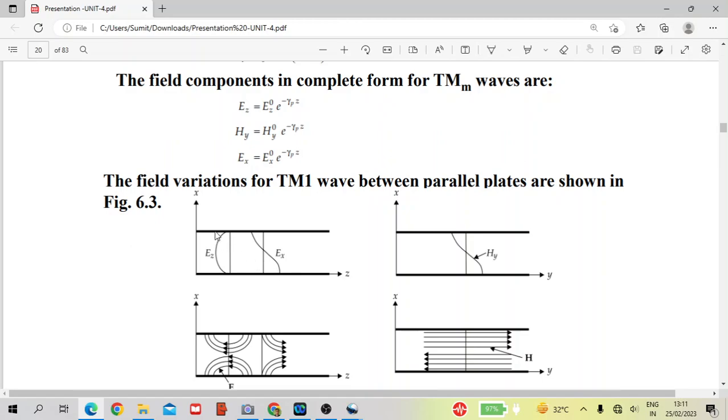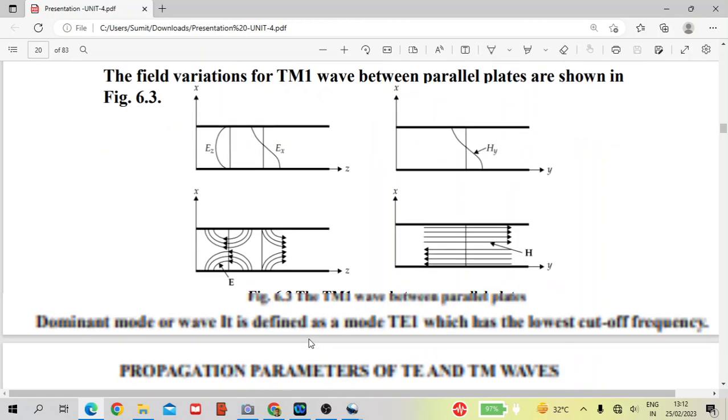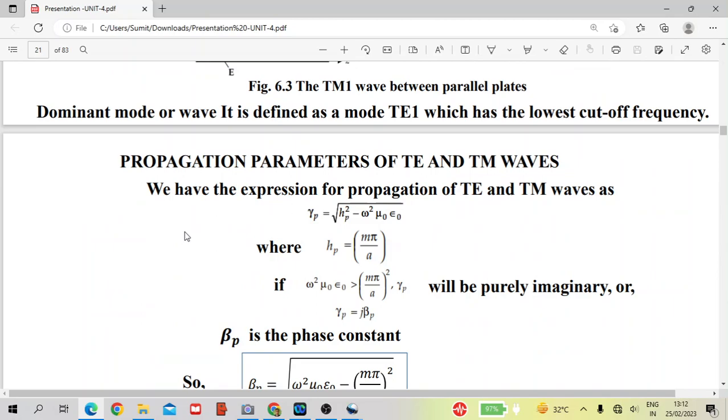Actually it depends on the boundary condition. By the side it has to vanish, but Ex is along the top, so tangential Ex is not tangential at the boundary, so that component exists, and this is the H component. So this is how the field configurations for various modes look.